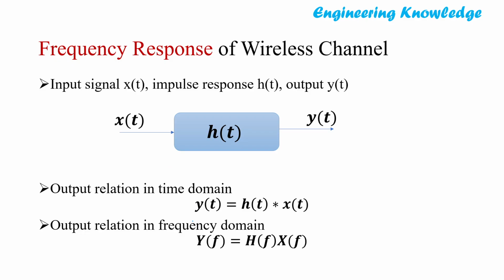So the multipath wireless communication system will have the input x(t), the output y(t), and the impulse response h(t), the wireless channel impulse response, through which we are acting as an LTI system, and therefore the output will be simply the convolution of the impulse response and the input. This is the impulse response, CIR, channel impulse response, and this is the input. So convolution of those two. What happens in the frequency domain? In the frequency domain, the output Y(f) is simply the multiplication of H(f) and X(f).